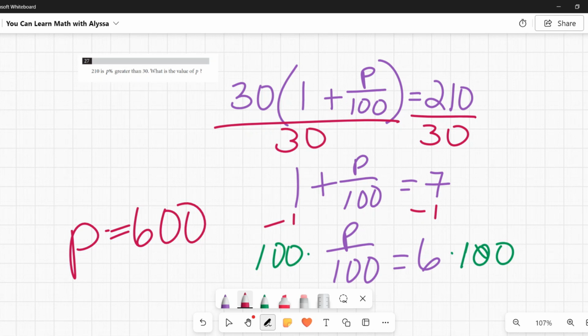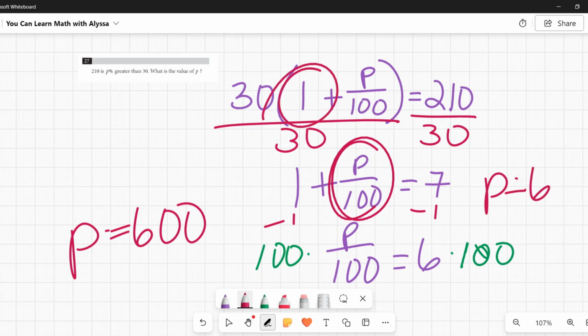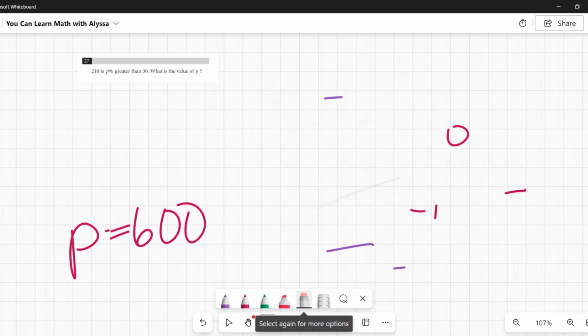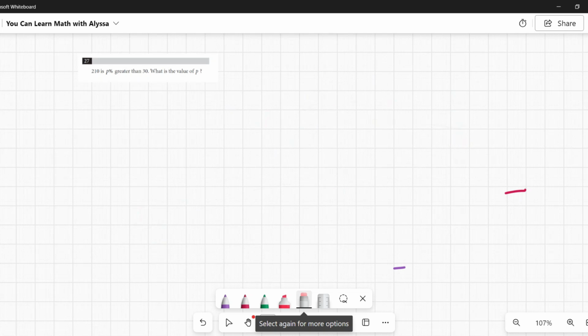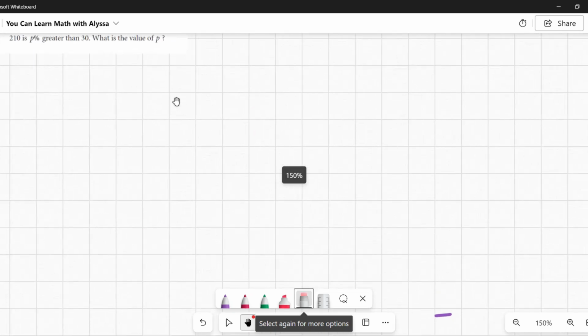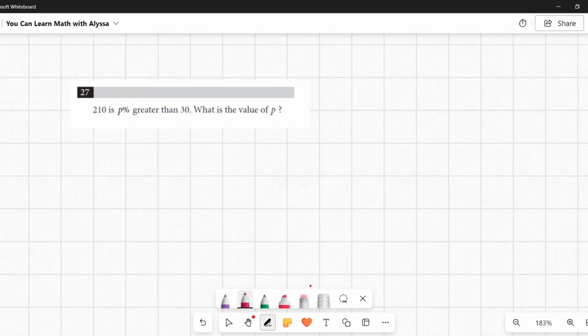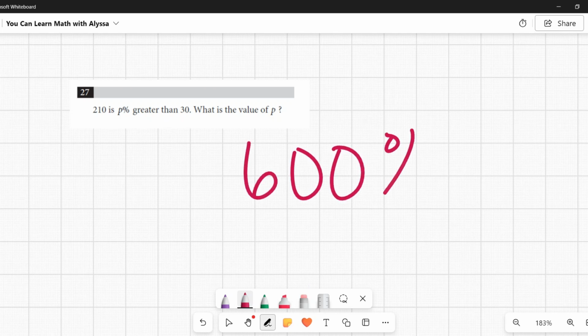And again, like I said, if you just treated this as p, then you would get that p equals 6, and you'd have to remember this is 100%, so 6 would mean 600%. We just don't want to do anything that will cause confusion. You want to do it in such a way that makes sense to you. So final answer then, 210 is p% greater. It is 600% greater than 30. That's your answer. And you made it to the end.